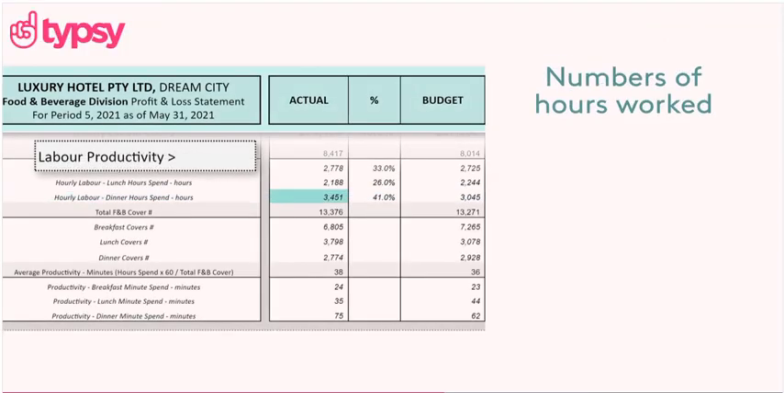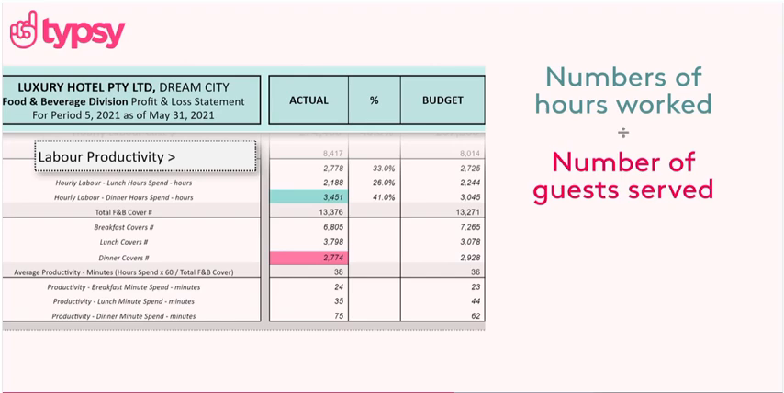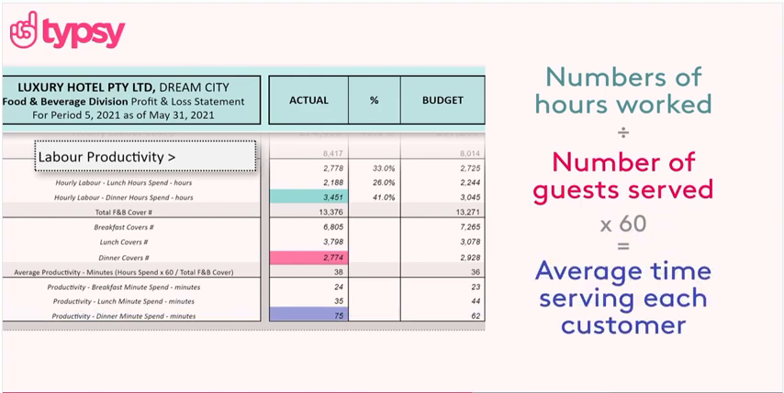Start by dividing the number of hours worked over the month by the number of guests served. This will give you how many guests were served in an hour. Multiply that number by 60, and you will get the average time it took to serve each customer. So, if you want to find out the average productivity during dinner shifts, you just need to use that formula and compare it to your budget.